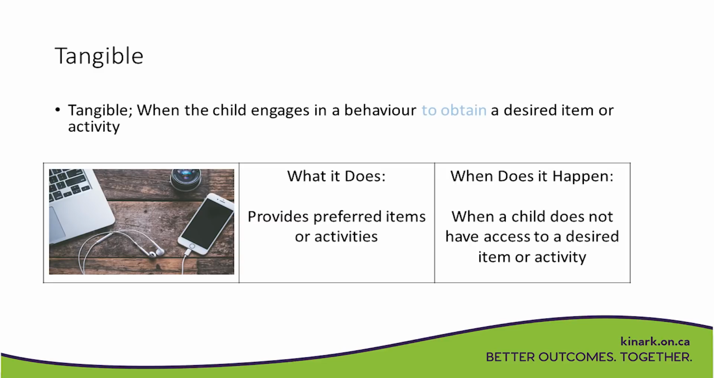A behavior maintained by a tangible function allows the person to obtain access to something highly preferred. And this behavior will occur in situations when the person does not have access to a desired item or activity. So think about what behaviors your children engage in to get things they want or need. This may include challenging behaviors like crying, flopping, or throwing toys. This may also include more appropriate forms of communication like asking using nice words, pointing, and pulling you towards something.